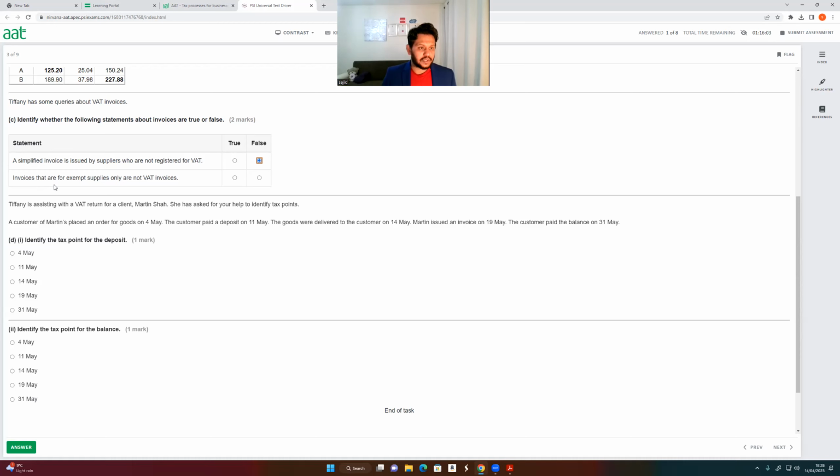Invoices that are for exempt supply only are not VAT invoices. That's true. If you are exempt, you cannot issue a VAT invoice. Normally a VAT invoice is written as a VAT invoice. You have different types of invoice. For example, if it is a pro forma invoice, it will be written pro forma invoice. If it is a VAT invoice, it will be written VAT invoice. Normally the VAT invoice is what we use to claim the VAT.